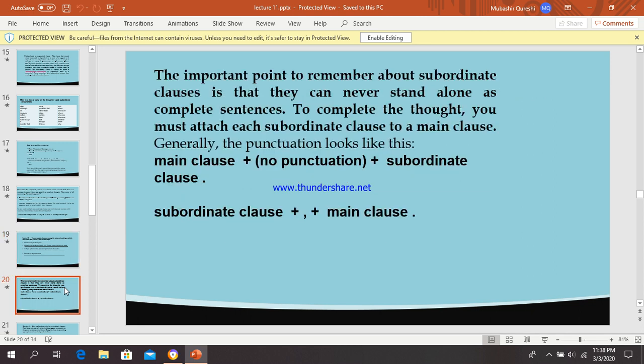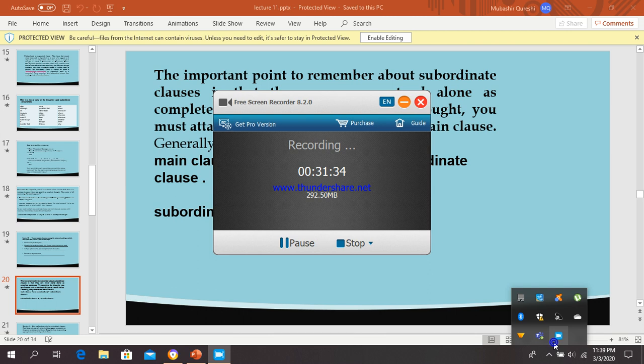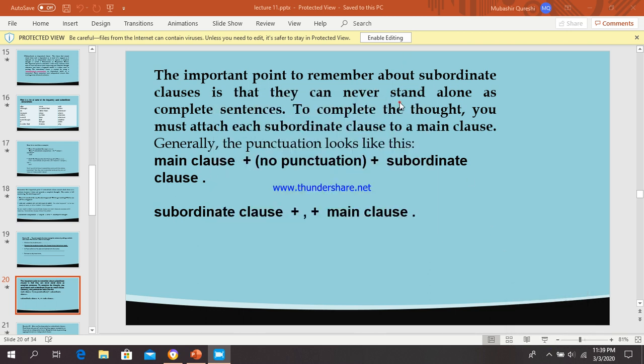Then the important point to remember about subordinate clauses is that they can never stand alone as a complete sentence. To complete the thought, you must attach each subordinate clause to a main clause. Generally, the punctuation looks like this: main clause plus no punctuation plus subordinate clause; subordinate clause plus comma plus main clause.